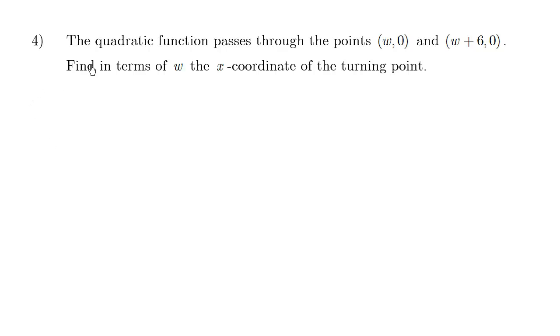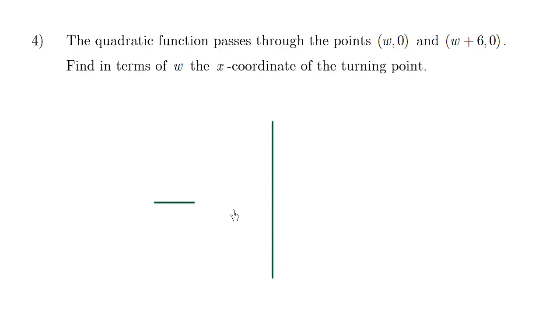Question number 4. The quadratic function passes through the points (w, 0) and (w + 6, 0). Find in terms of w the x-coordinate of the turning point. So let's begin by graphing this.